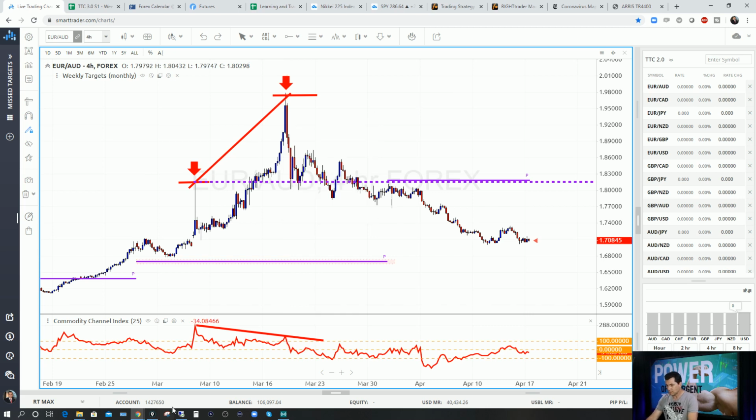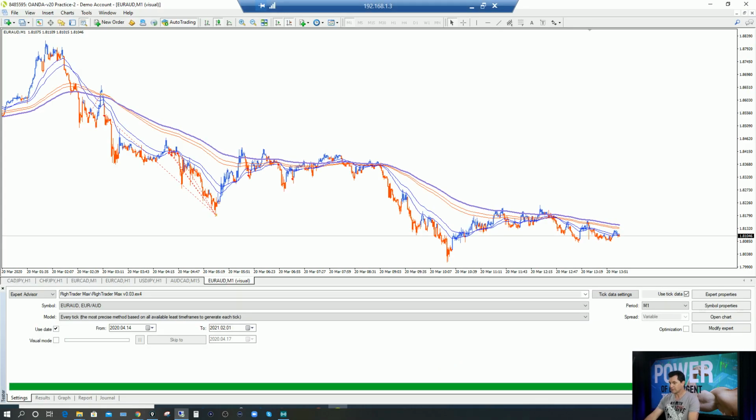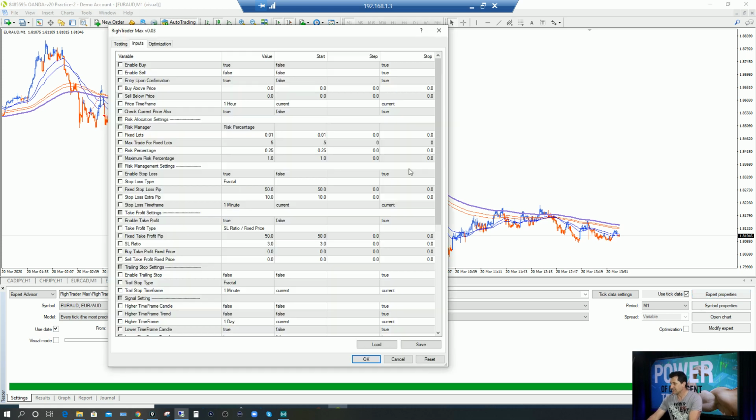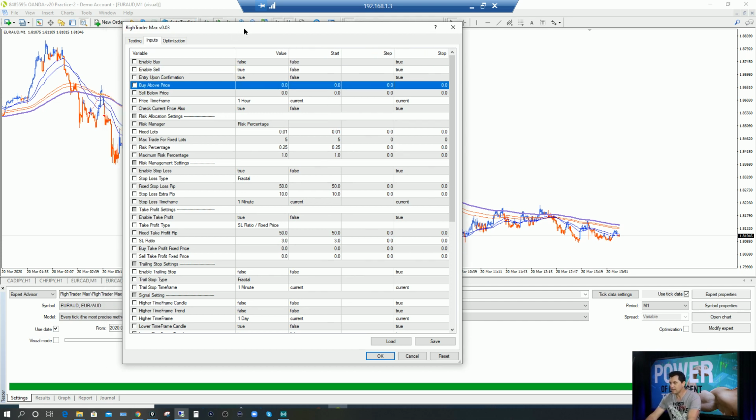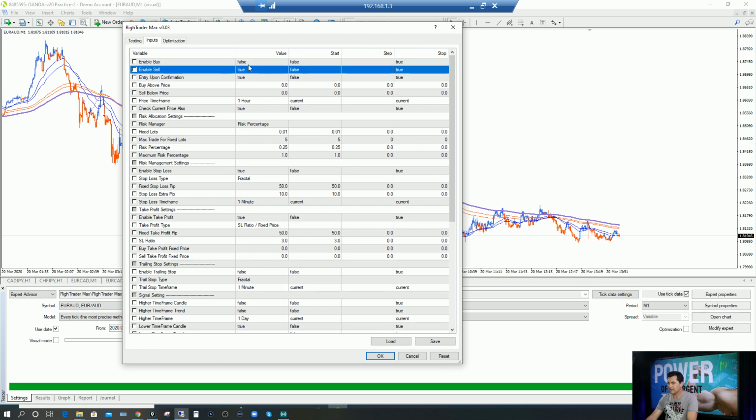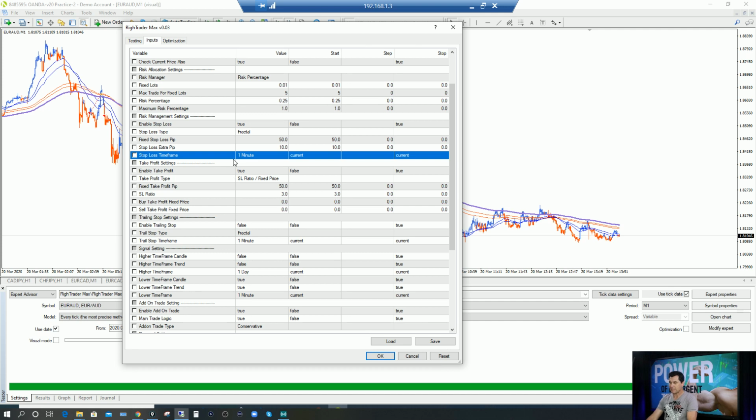So let me go to the trading robot right here, and this is what it looks like. I'm going to set it up on the 1 minute time frame. I'm going to set the market to only sell. So let me go change this right here. I only want to sell, right? Only sell. I'm changing it from buying to selling only. I've got it set to trade on the 1 minute time frame. You see here my stop loss is on the 1 minute time frame, and I'm going to keep it there.